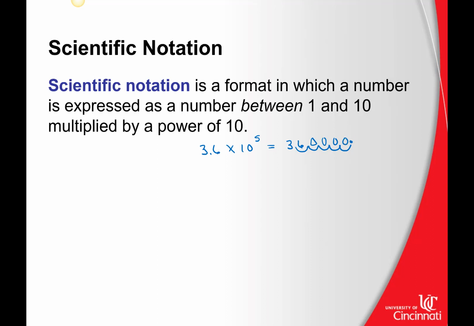So 3.6 times 10 to the fifth is 360,000. What it does is it allows you to write really big numbers in a much easier form.